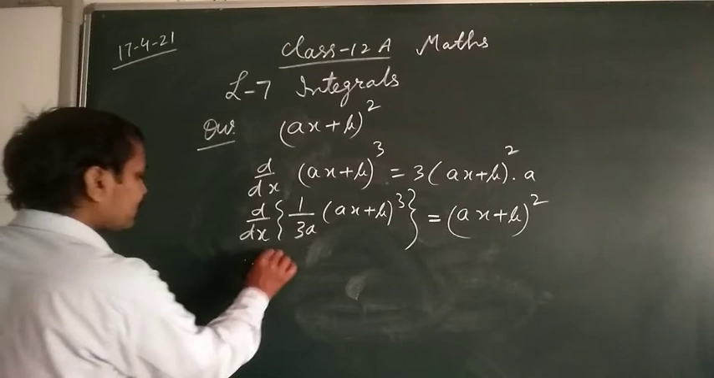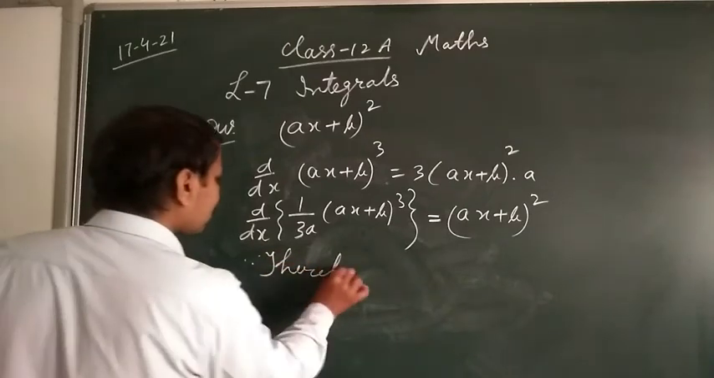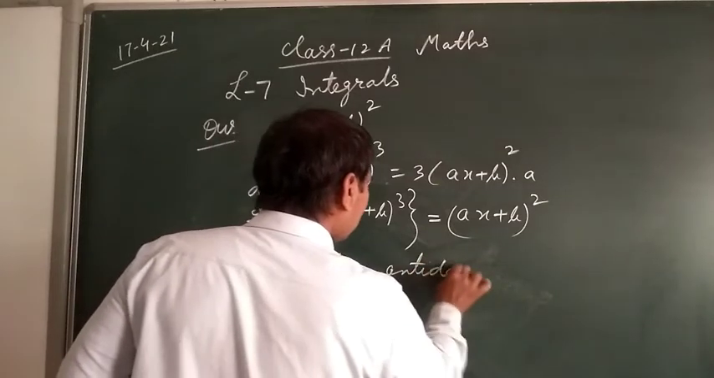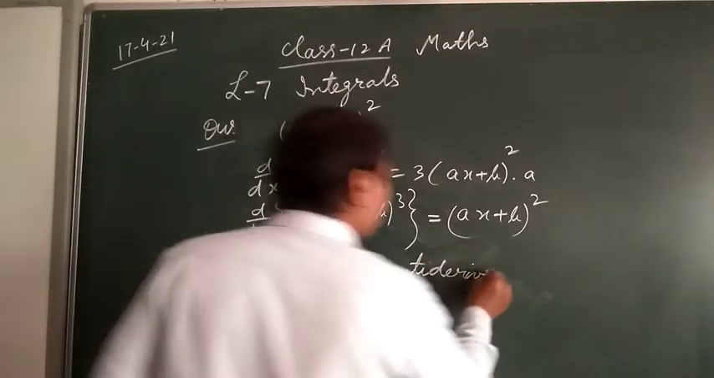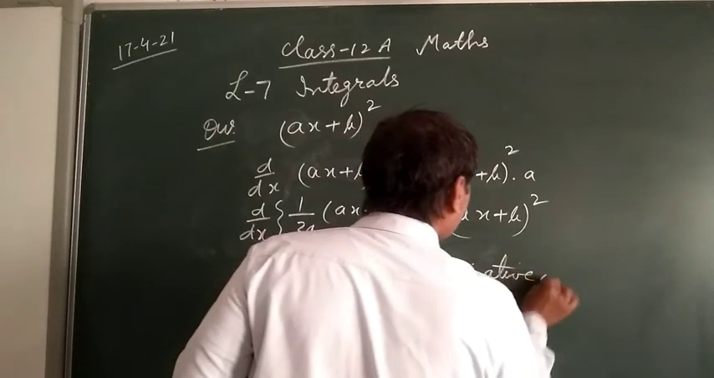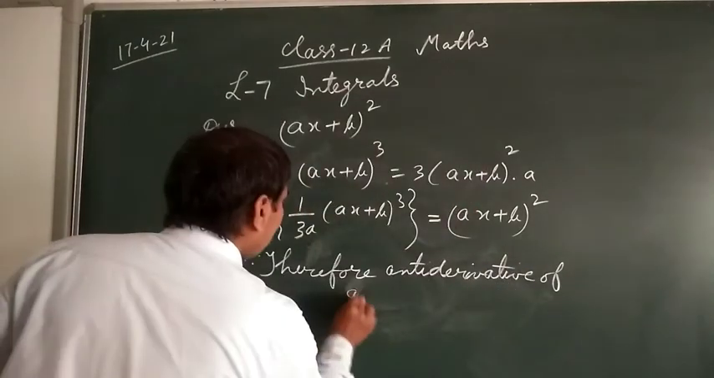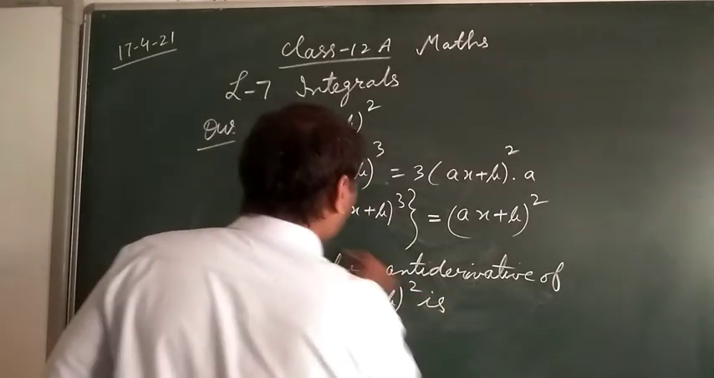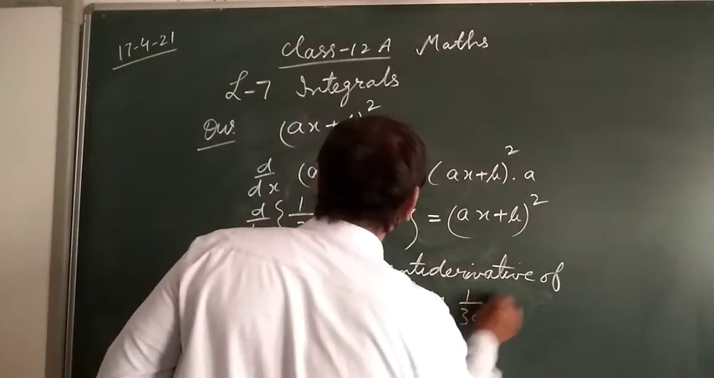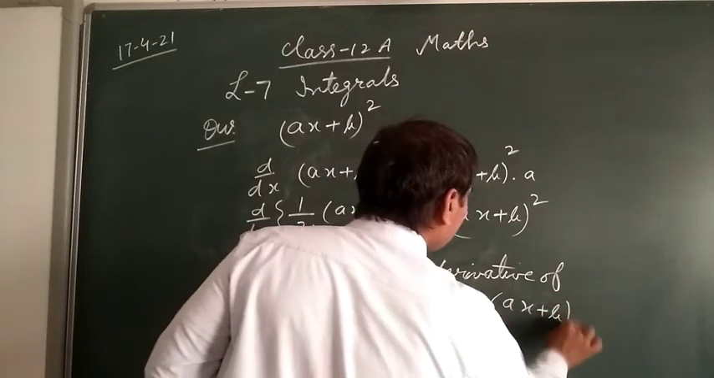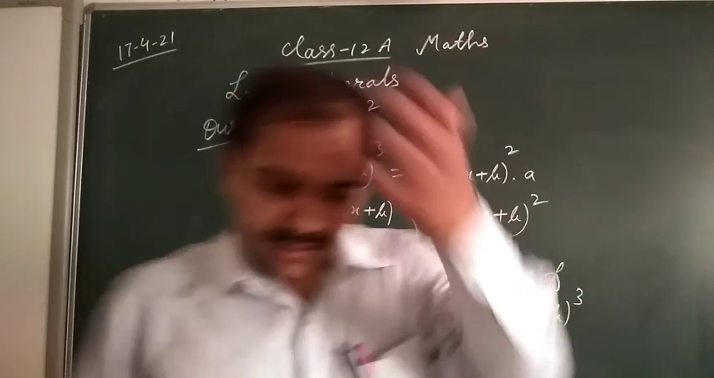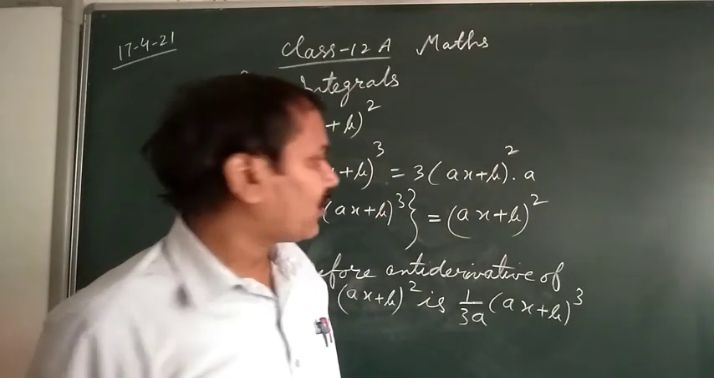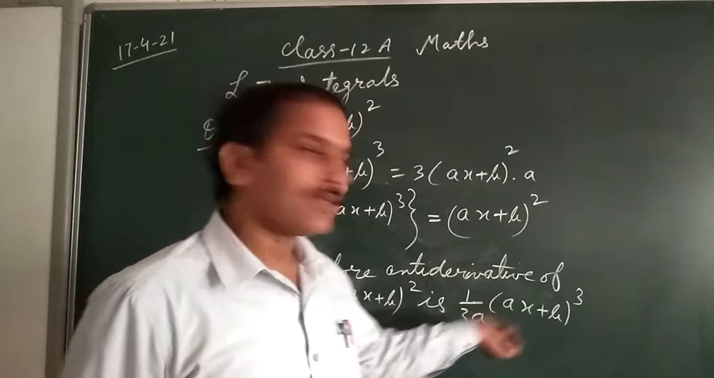Therefore, the antiderivative of ax plus b whole square is 1 by 3a into ax plus b whole cube. And you can also write plus a constant. Clear? Because in integration, you know the differentiation of a constant is 0.